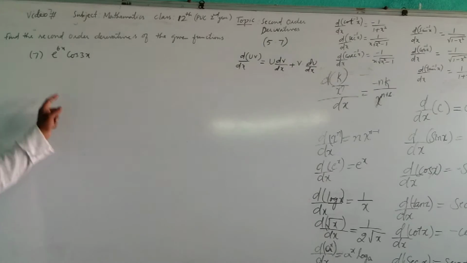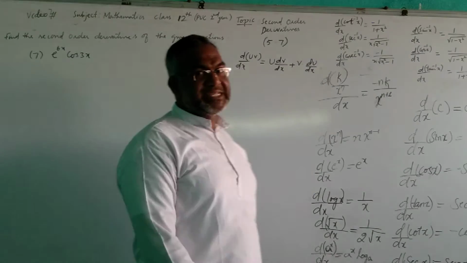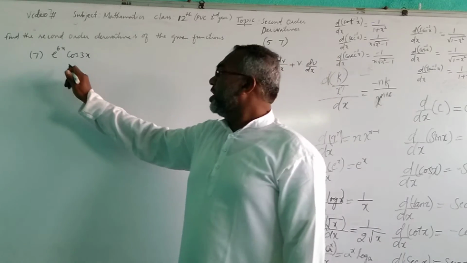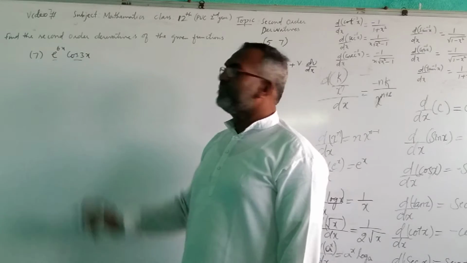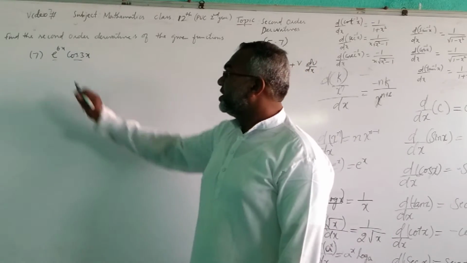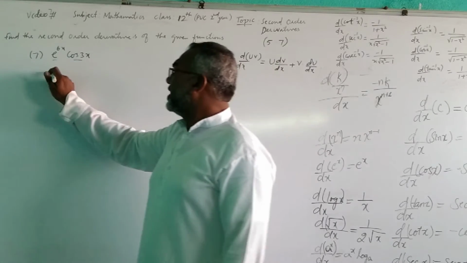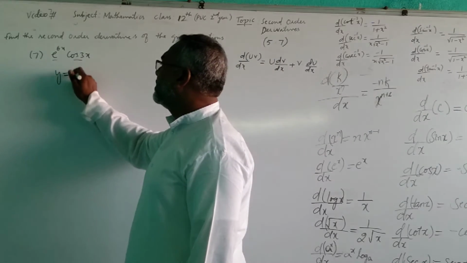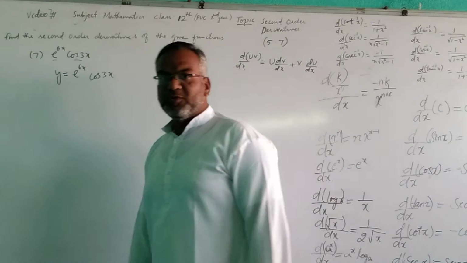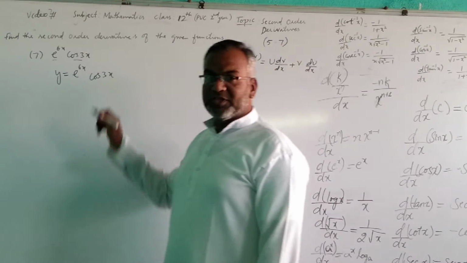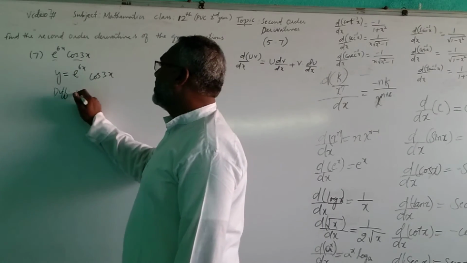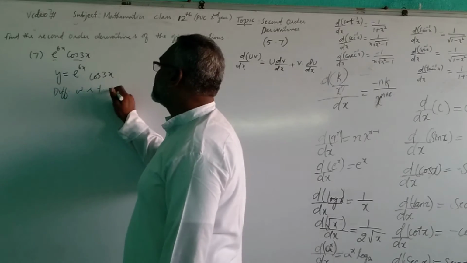The next problem is e to the power of 6x into cos 3x. This is also a product of two different functions, right? Write down y is equal to e to the power of 6x into cos 3x. Differentiate with respect to x. Always differentiate with respect to x.